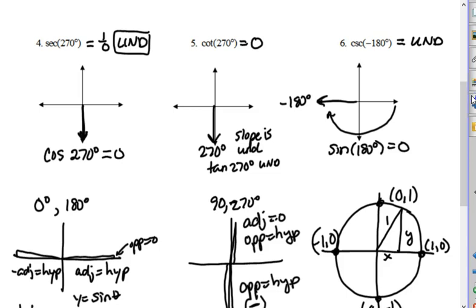So hopefully that'll help you out with finding not only trig values of reciprocal functions, but also when we're dealing with quadrantal angles, angles that fall in between the quadrants.